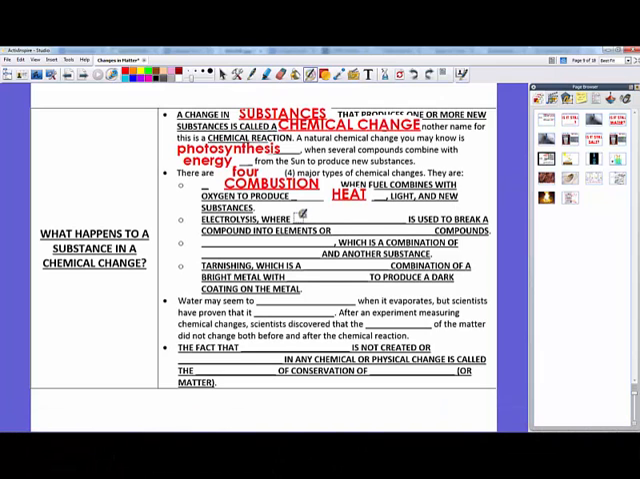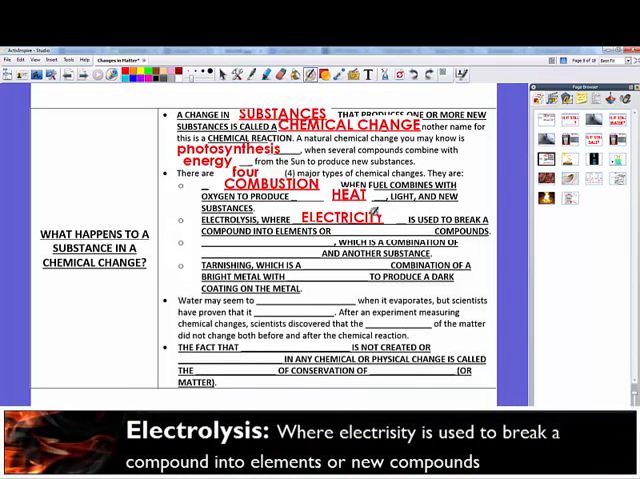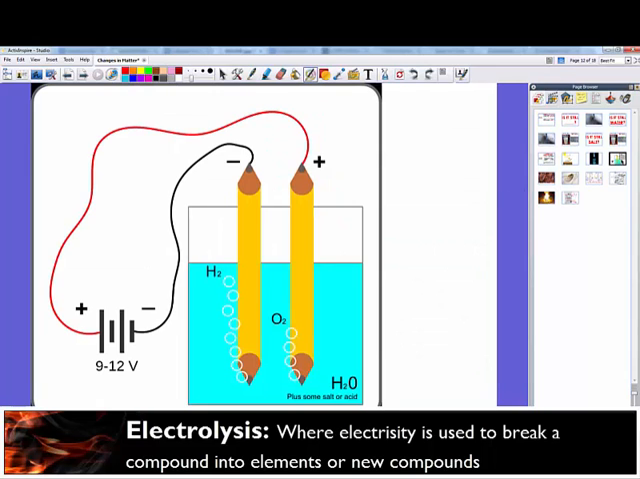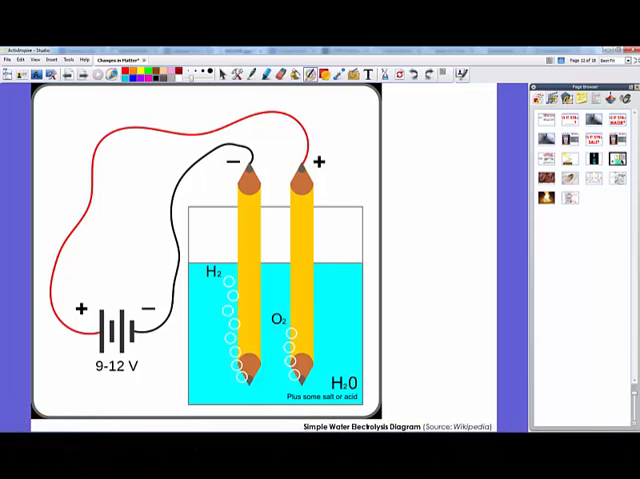The second one is electrolysis. And electrolysis is where we apply electricity, and it's used to break a compound into elements or to new compounds. The most common example of which is this with water, where we can put two pencils with a 9 to 12 volt battery in it and some salt or some acid, and hydrogen and oxygen break up. And I'm going to do a class demonstration later this year with an electrolysis machine, and you're going to see the hydrogen and oxygen get separated from that.